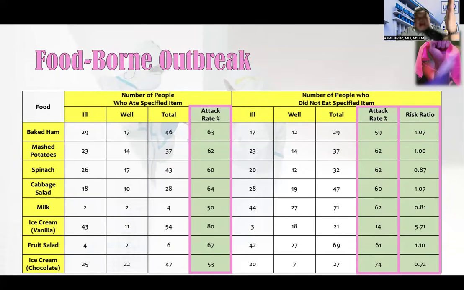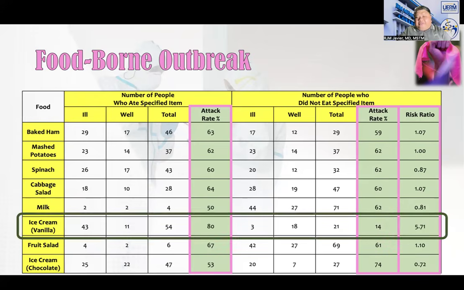And you can do this down the column, complete the table, and notice that the vanilla ice cream has the highest risk ratio. And so, from a logical perspective, because this is the item with the highest risk ratio among the different food items, I would most probably point my finger at the vanilla ice cream as the main culprit that precipitated the foodborne outbreak.